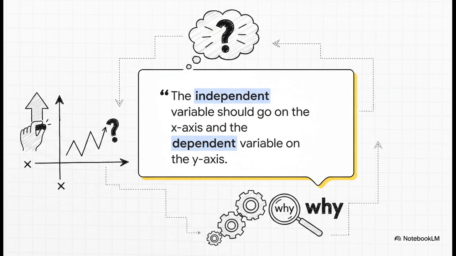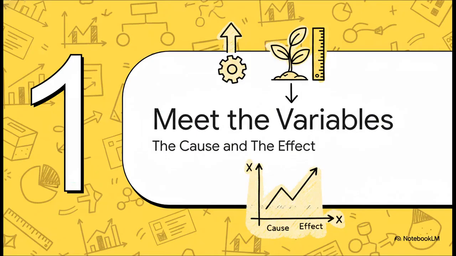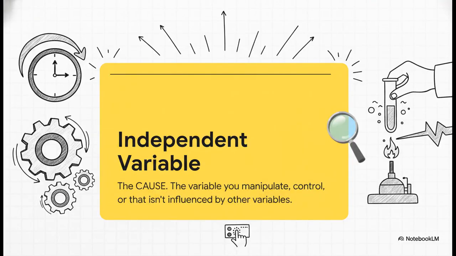But just memorizing a rule, that's not how we do things. For this to really stick, we need to get into the why. Like, what even makes a variable independent or dependent in the first place? So, let's meet the two main players in this whole story, and forget all the complicated textbook jargon. The best way, the easiest way to think about them is with just two simple ideas: the cause and the effect.